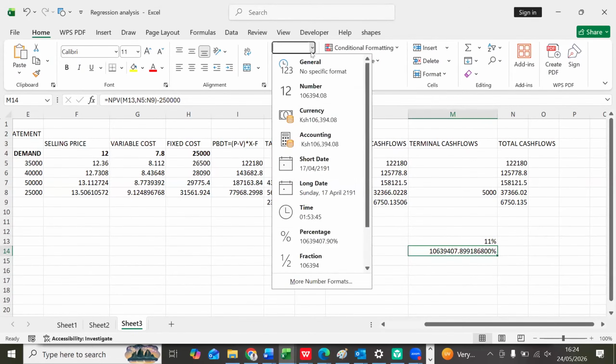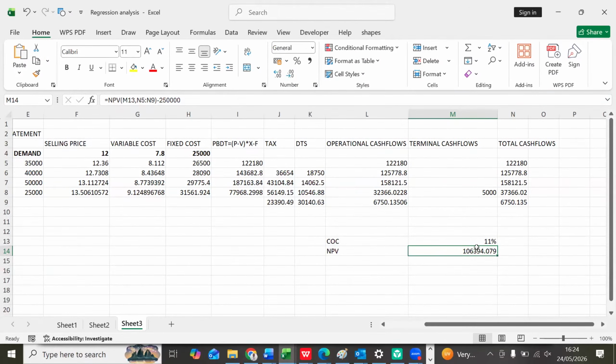And then I say I want just the number, or no specific format. So it gives me this 106 something. I can put a separator. 106,394, which is a positive NPV.